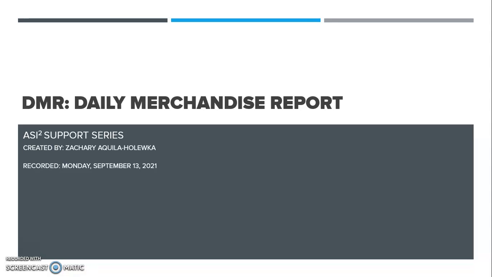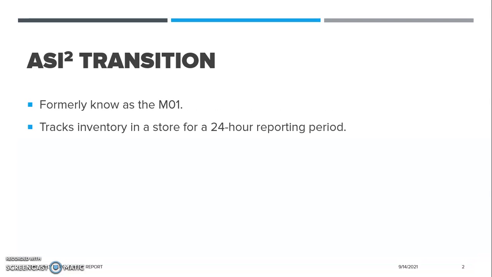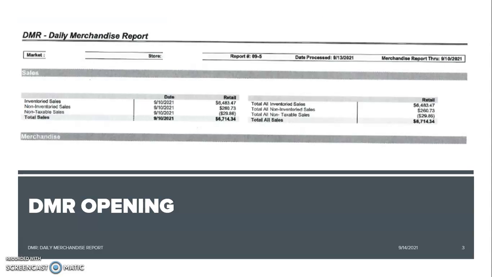My name is Aquila-Holewka, and in this video we're going to be looking at the DMR, or the Daily Merchandise Report. The DMR is formerly known as the MO1, and its main function is to track inventory in and out of your store for a 24-hour reporting period.